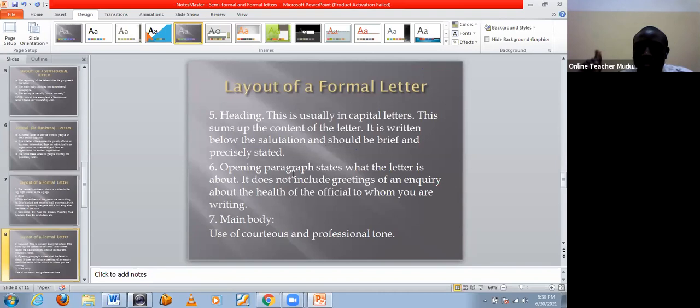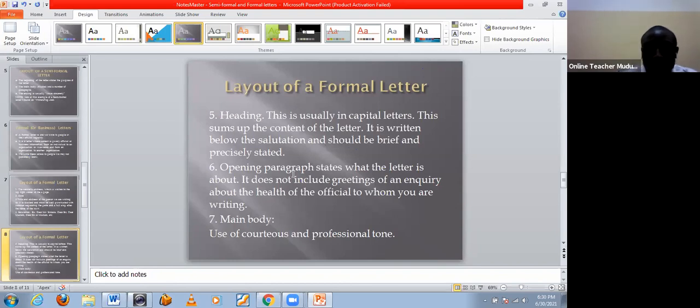So note that this letter does not include greetings at all. It doesn't include greetings or an inquiry about the health of the official to whom you are writing. Neither do you inform them about yourself, or your health, and how you are doing. Just go straight to the point.